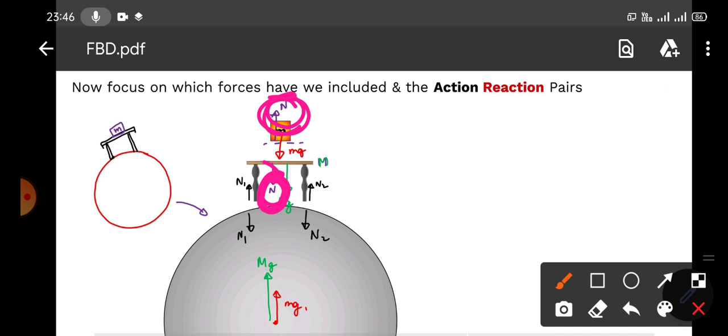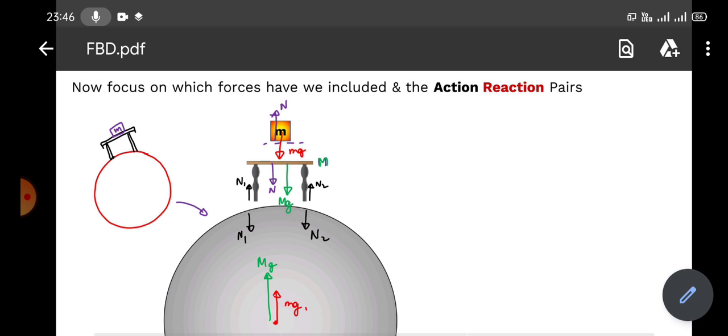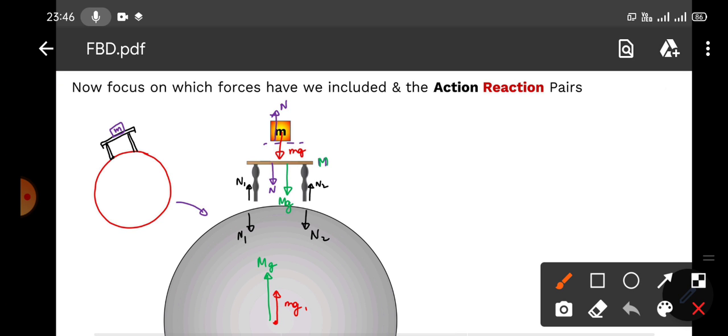And for this N, since the block is pushing the table, as a reaction the table is also pushing the block in the upward direction, so this is the second normal reaction. These two are action-reaction pairs, correct. So two forces we have discovered: mg, the gravity attracting the block, and the normal reaction force N that the block applies on the table in the downward direction.